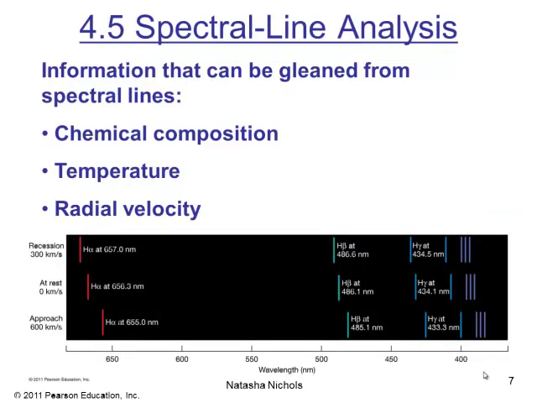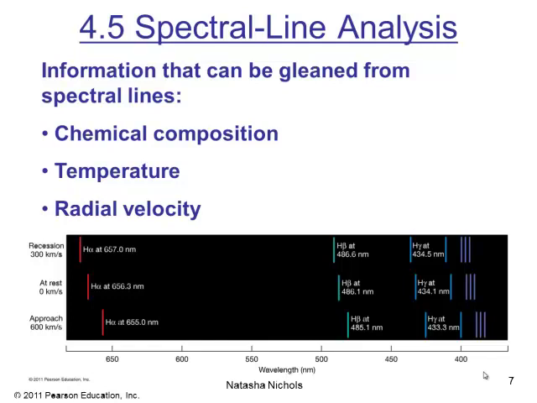Let's talk a little bit more about spectral line analysis. If we analyze the spectrum of an object, we can gather information on its chemical composition, its temperature, and its radial velocity. Now look at the picture on the bottom, the hydrogen alpha, hydrogen beta, and hydrogen gamma emission spectrum. Because of the Doppler shift, the entire spectrum of a moving object can be shifted to higher or lower frequency.